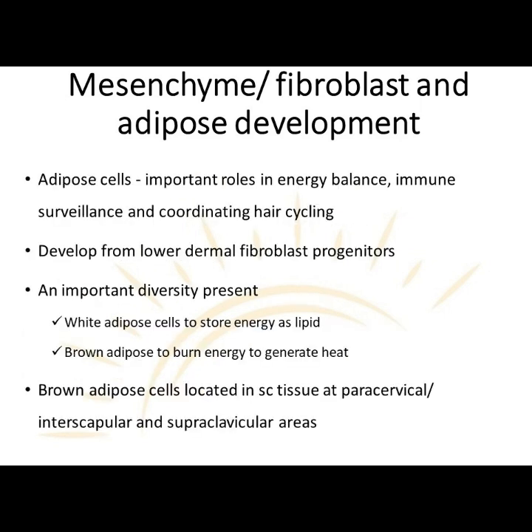Adipose development. Adipocytes come from lower dermal fibroblast progenitors. Functions: energy balance, immune surveillance, hair cycle regulation. Types: white adipose tissue, WAT stores energy as lipid. Brown adipose tissue, BAT burns energy to generate heat. Found in paracervical, interscapular, supraclavicular subcutaneous regions.